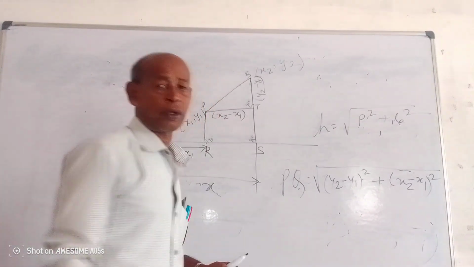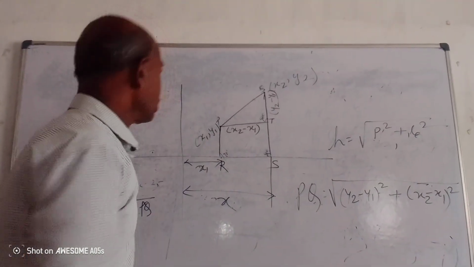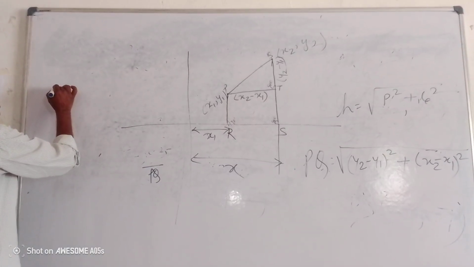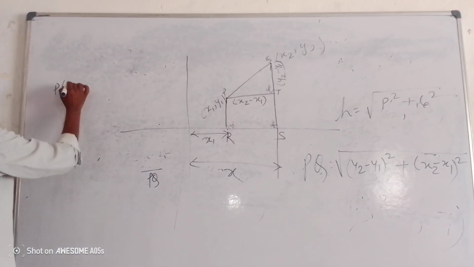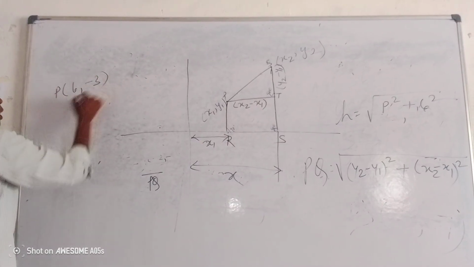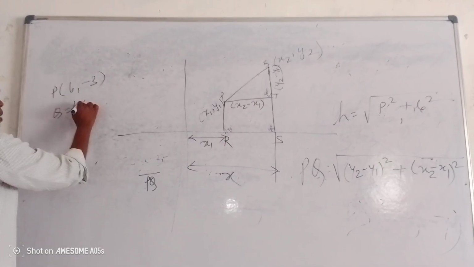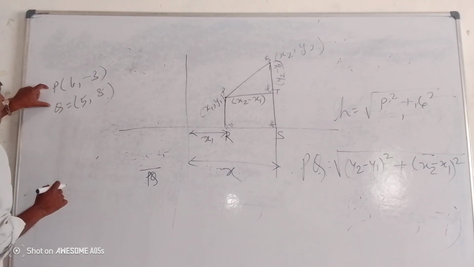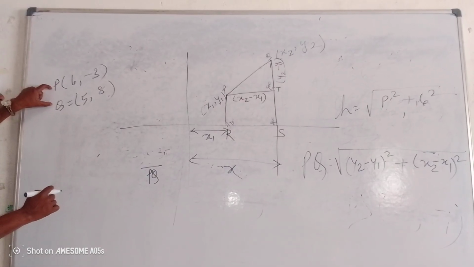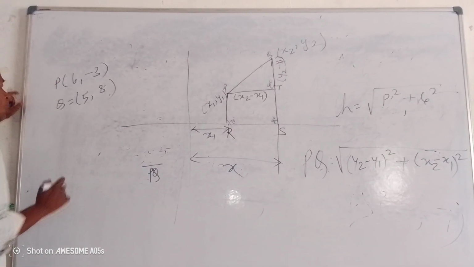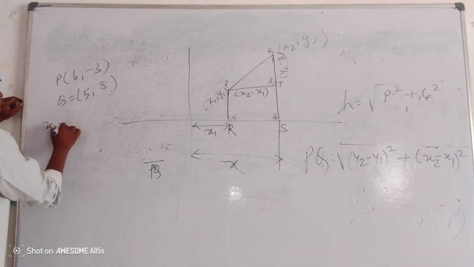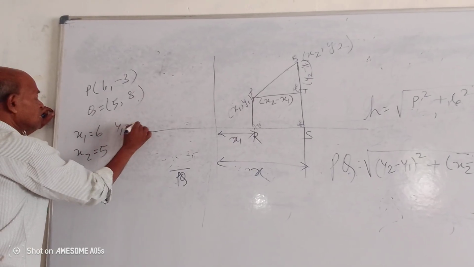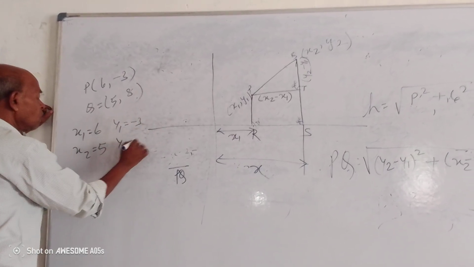Are you clear? Okay. Suppose we take an example. Suppose point P is (6, -3) and Q is (5, 8). What will be the length of the straight line joining PQ? Here you will write x1 is equal to 6, x2 is equal to 5, y1 is equal to -3, y2 is equal to 8.